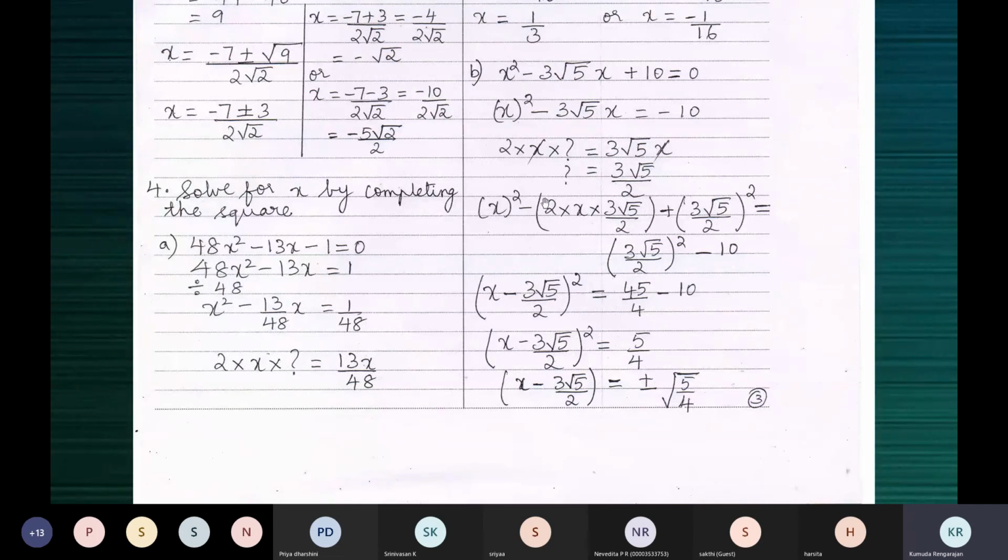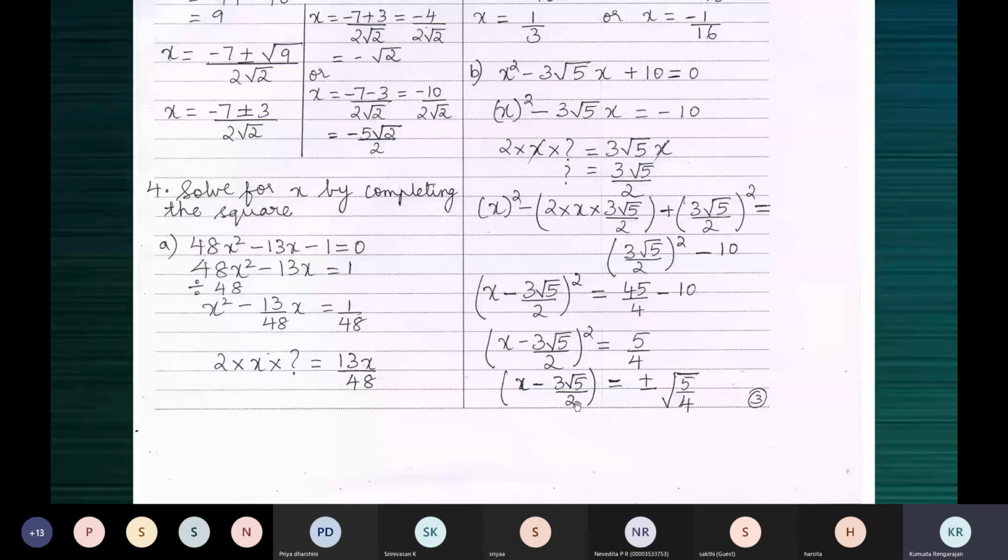So p the whole square, x the whole square, minus 2pq, plus, add the square, 3 root 5 by 2 the whole square to both the sides. You can see it in the left hand side and in the right hand side, where we already have minus 10. In the left hand side, these three terms make p minus q the whole square. That is equal to, simplify this, take the LCM and all that, we have 5 by 4. So x minus 3 root 5 by 2, the whole square, is 5 by 4.